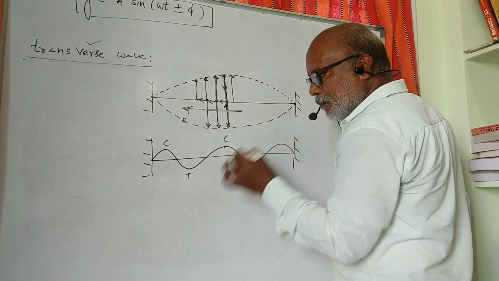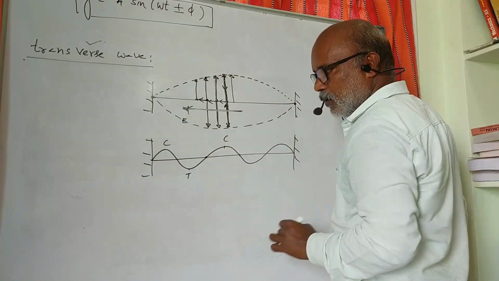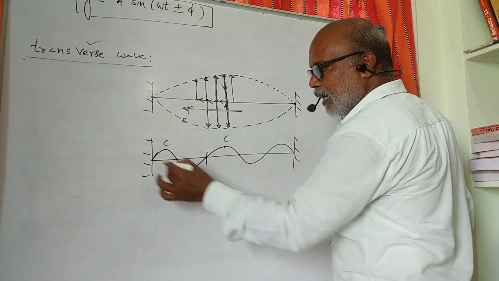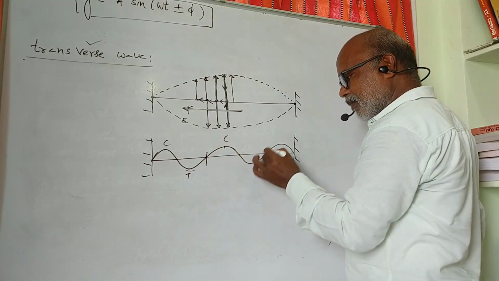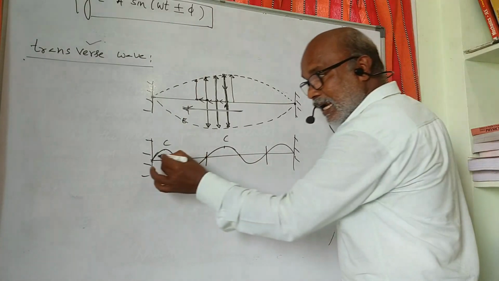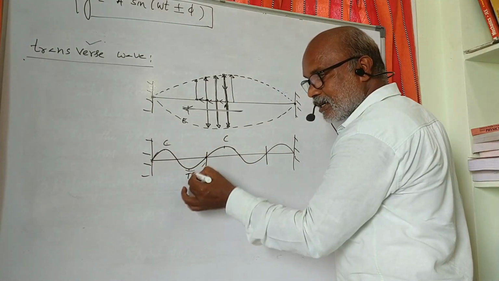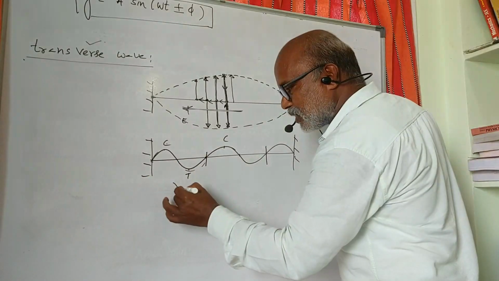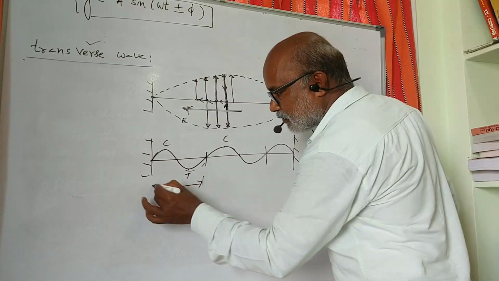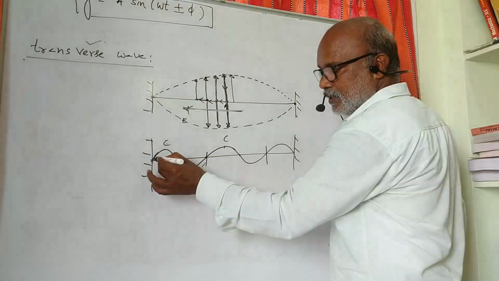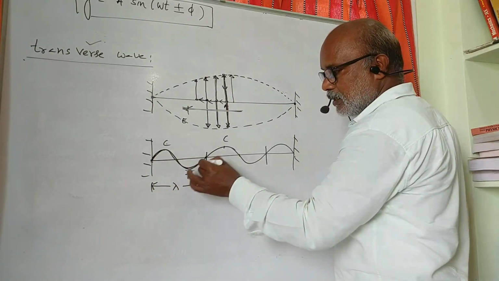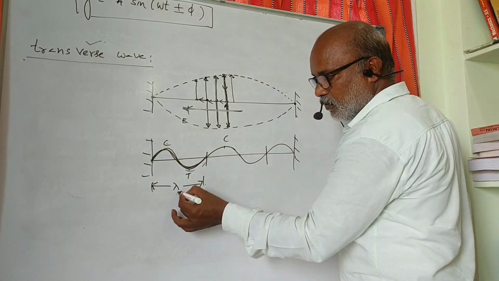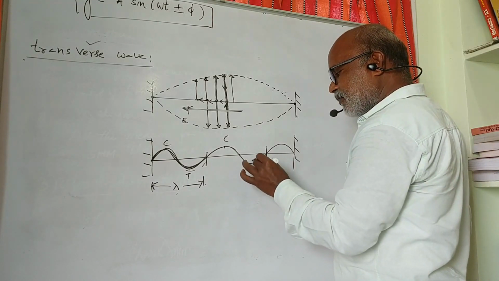Right. What is meant by a complete wave? A complete wave means a crest and a trough. This will form a complete wave, and this is another wave. A complete wave, a crest and a trough, and its length is known as wavelength. The length of the complete wave is known as wavelength. This is the length of the wave. This is called wavelength. And here another trough is formed.